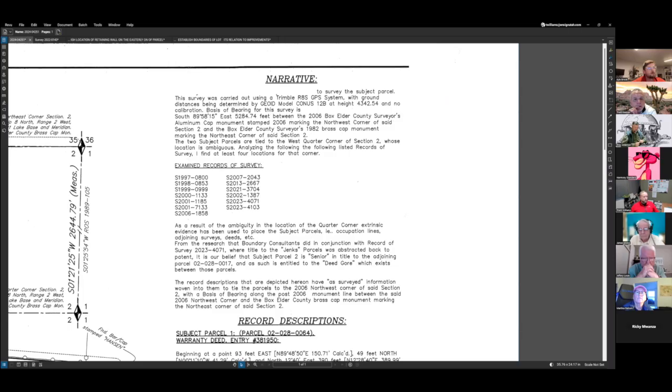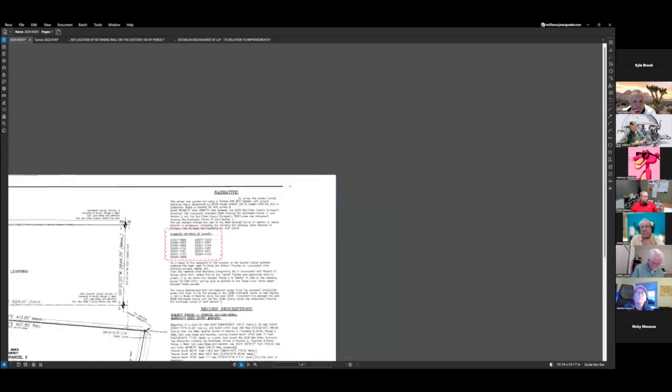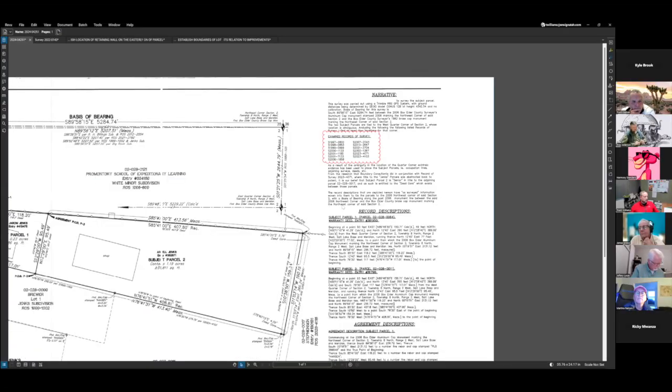And so they even went through what equipment they used, how they did their setup, what records of survey they used and examined. And then they went through and talked about there's some ambiguities here, some gaps in parcels, and how he determined what was senior and how he determined where he placed and how he placed his line to take that gap in this case. And then a map to match that.